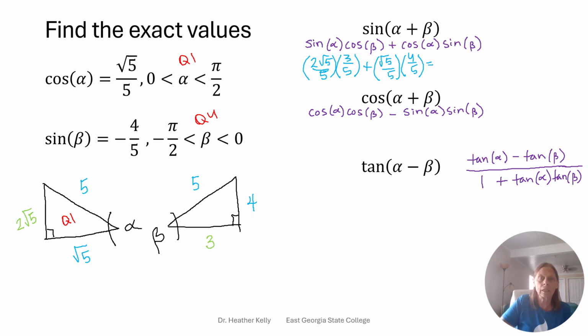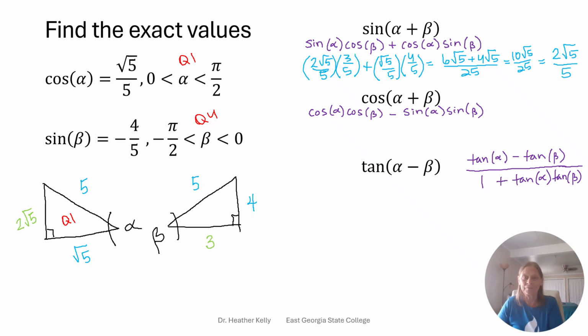And then let's just clean that up. So it looks like we have 6 square roots of 5 plus 4 square roots of 5. The denominators are the same, which are 25. So this gives us 10 root 5 over 25. And then when we simplify that out, we have 2 root 5 over 5. Sorry, my brain broke for a second. Okay?